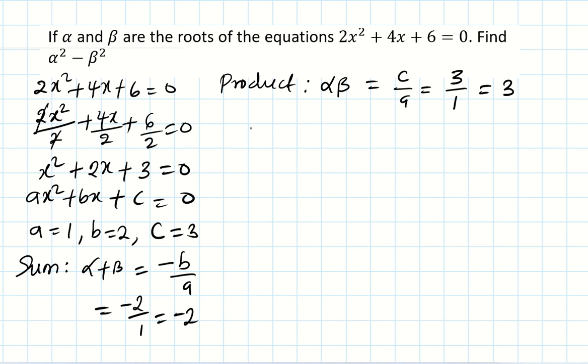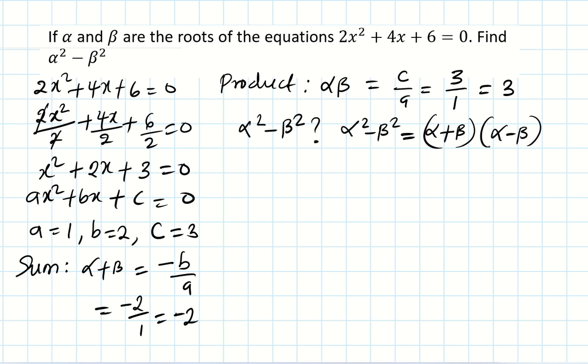Now we are asked to find alpha squared minus beta squared. Looking at this, it is a difference of two squares. That is, alpha² − beta² is equal to (alpha plus beta)(alpha minus beta). Now from this we have the sum of the roots, which is alpha plus beta, already, but for alpha minus beta we don't have it, so we will need to find this.